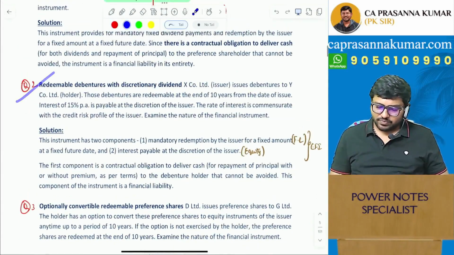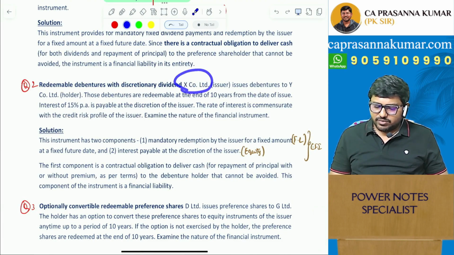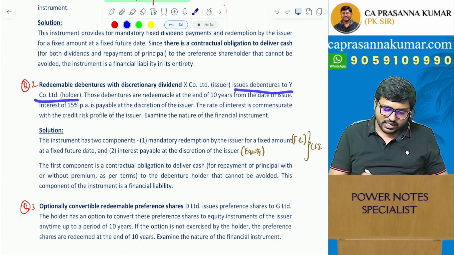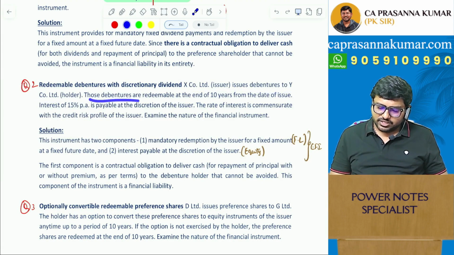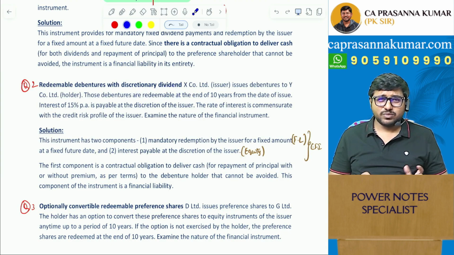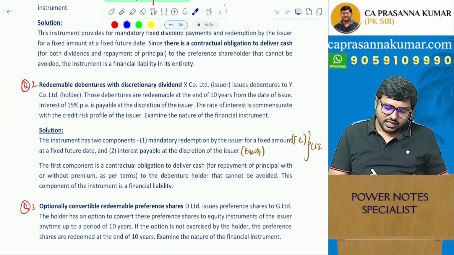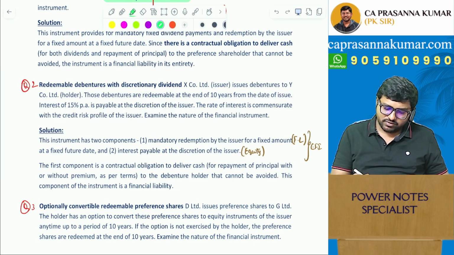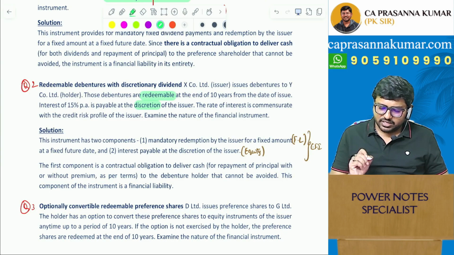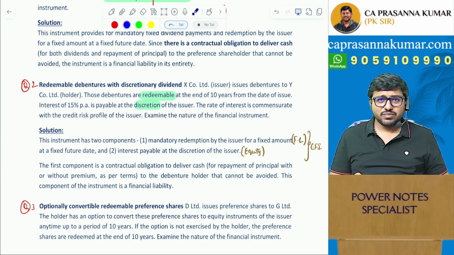Question number 2. X Company Limited, the issuer, issues debentures to Y Company Limited, the holder. Those debentures are redeemable at the end of 10 years. The moment it is redeemable, obviously it has to be a financial liability. Which one? That redemption part. From the date of the issue, interest of 15% per annum is payable at the discretion of the issuer. Redeemable is a financial liability, but discretion is not a financial liability. Discretion means it becomes equity.